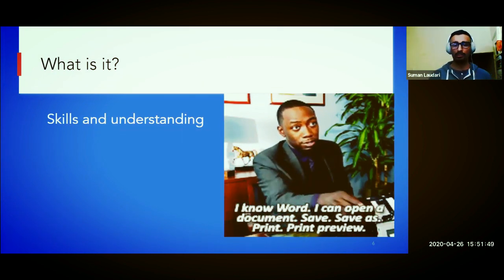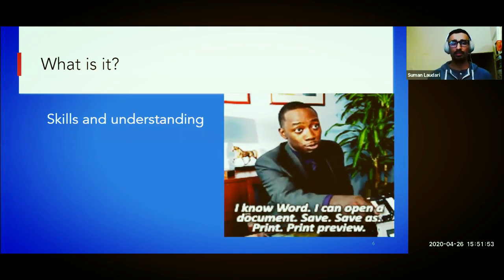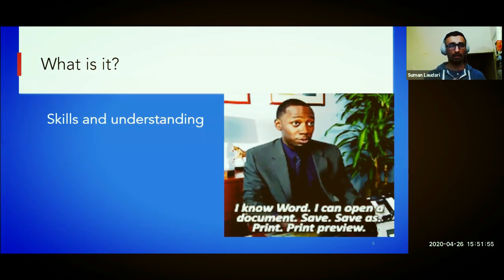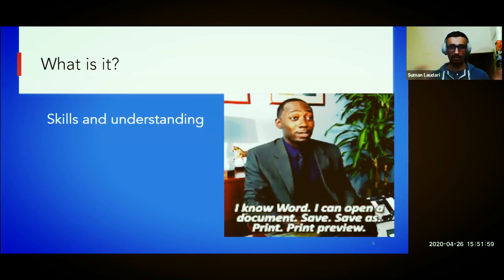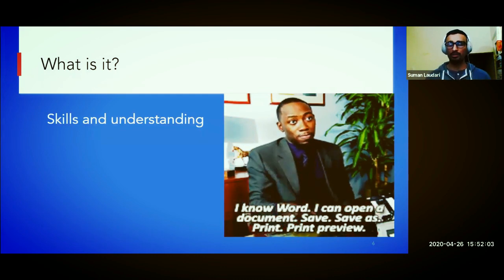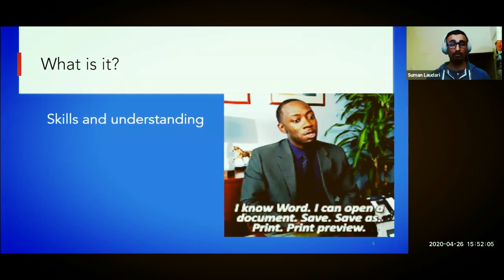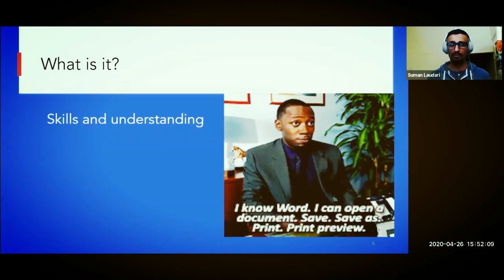Digital literacy itself is an abstract idea. We can go on discussing. There are theories written about it. There is research done within digital literacy. But digital competencies, in my understanding, in my reading and in my research findings, it's a wider concept of digital literacy.